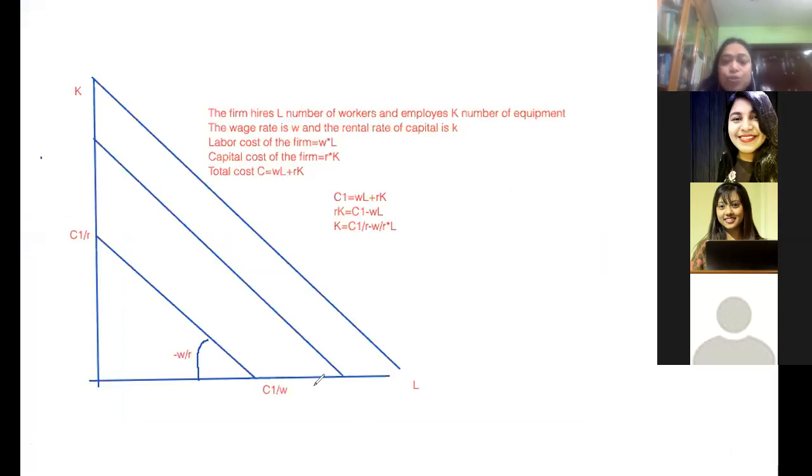Okay. So do you see that we agreed that the slope of the iso-cost curve is, let me write it down so that you do not question me again. Slope of iso-cost is minus W by R. Any question on this? Clear, right? Everyone?